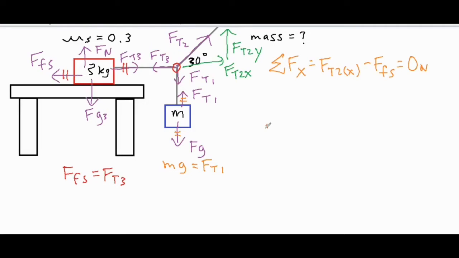Also, the sum of forces in the vertical direction, again, where our main focus is at this intersection right here, we take a look at all the forces pulling up on this part right here, which is just our FT2y. And then the only force that's pulling downward is this FT1. And again, this FT1 is the same as this FT1, which is equivalent to this FG over here, which is just mg. So this m is our unknown. And then I can go ahead and put in 9.8 for my g just to have some more numerical values, equals 0 newtons.